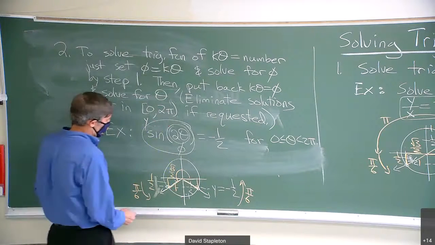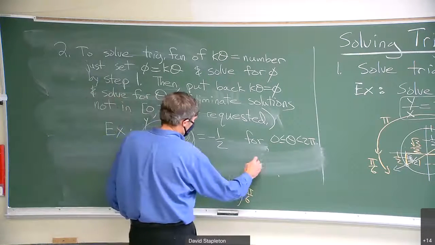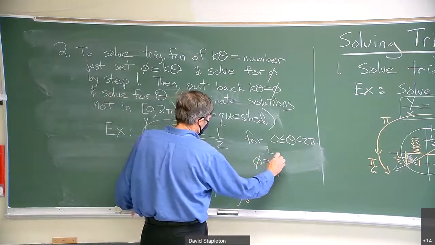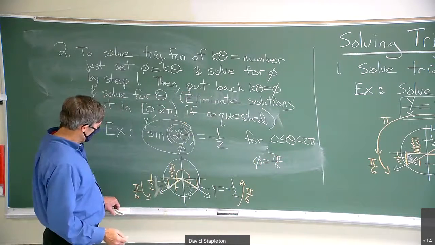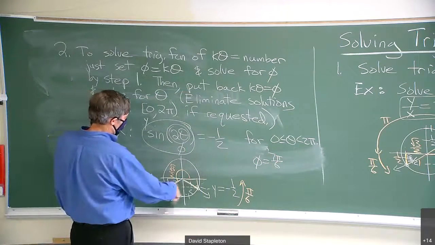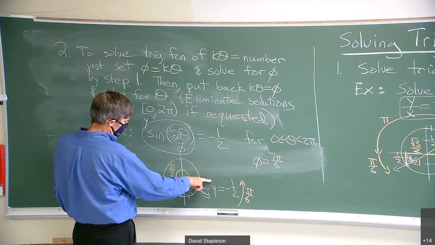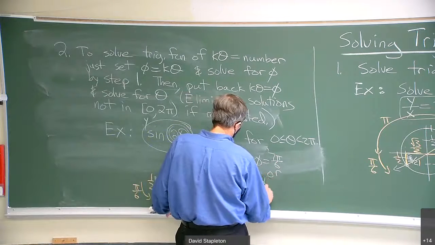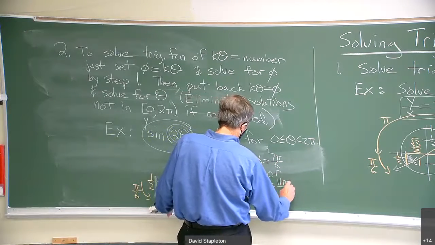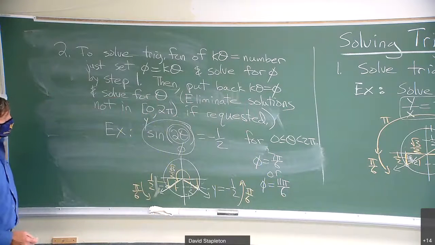So I have 2 angles. Pi plus pi over 6 is phi equals 7 pi over 6. And 2 pi back up pi over 6. Well, 2 pi is 12 pi over 6, right? Take away pi over 6 makes 11 pi over 6. So 7 pi over 6 and 11 pi over 6 are the angles phi within one rotation.